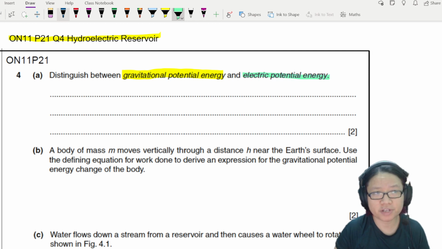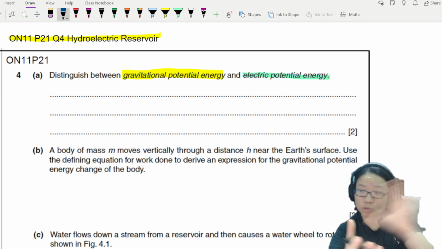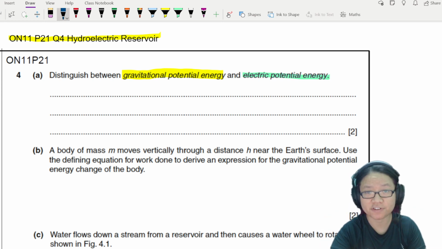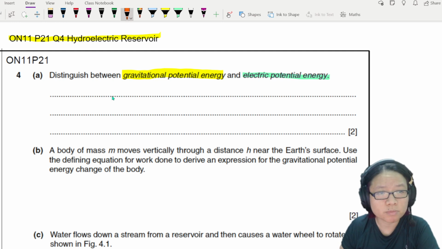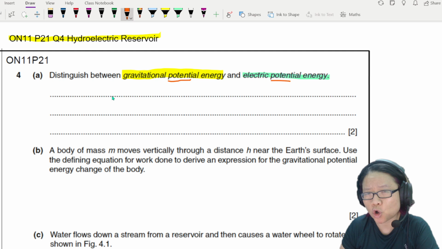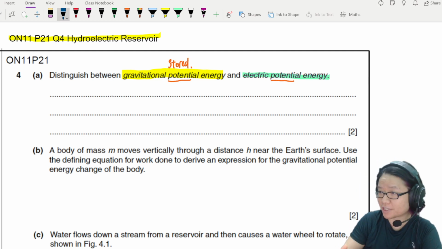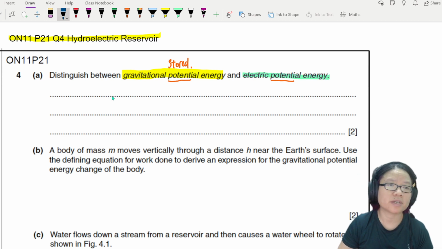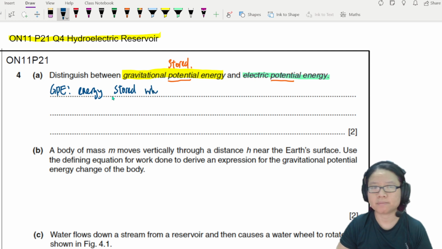Okay. So think of gravitational potential energy. It is related to an object or a mass that is moving inside a gravitational field. And because of the word potential, whenever you see the word potential, it is a form of stored energy. All right. So let's write down gravitational potential energy first. We can say that GPE is the energy stored when there is work done.